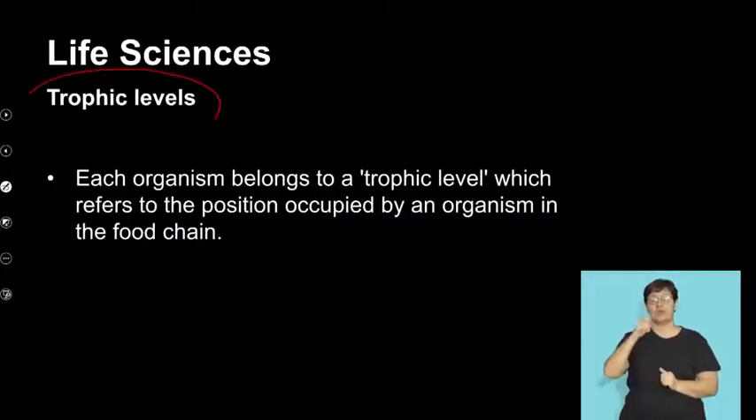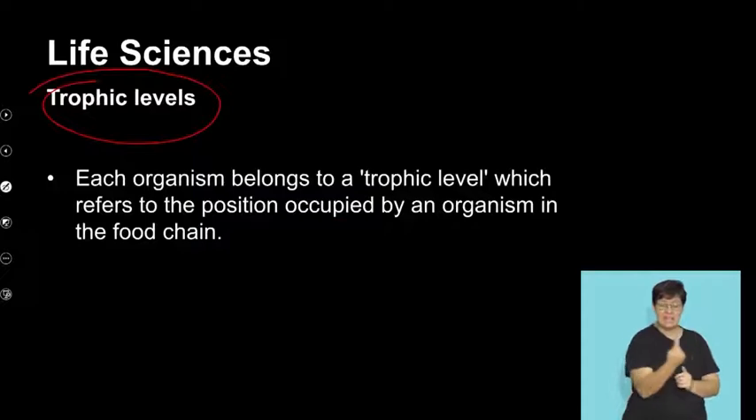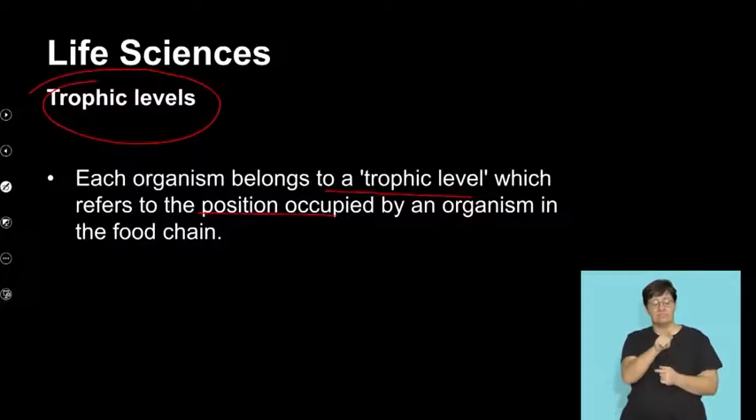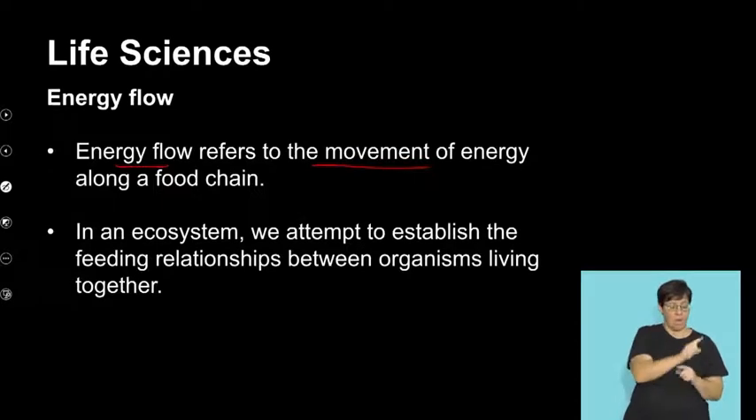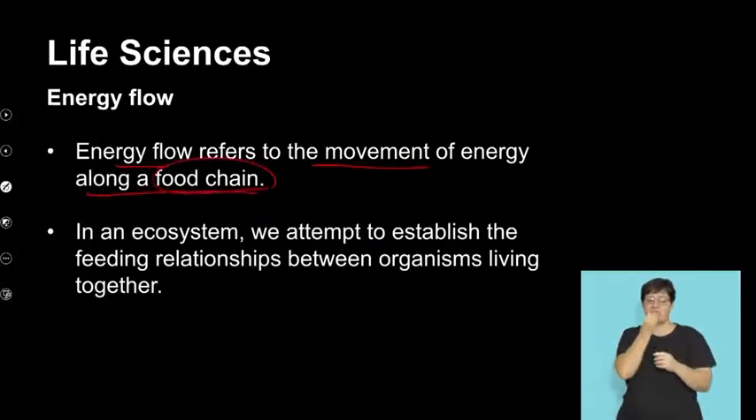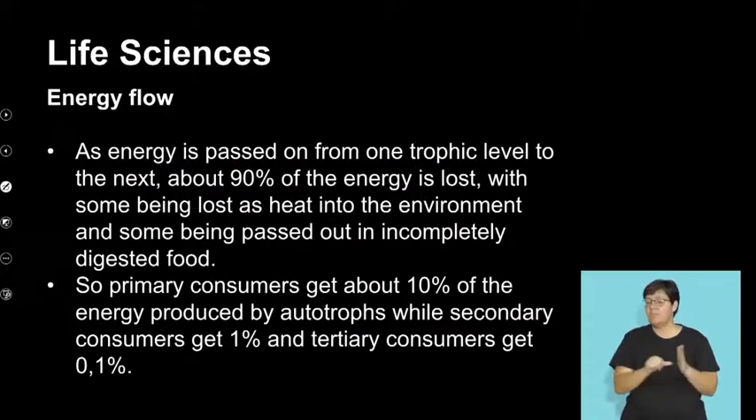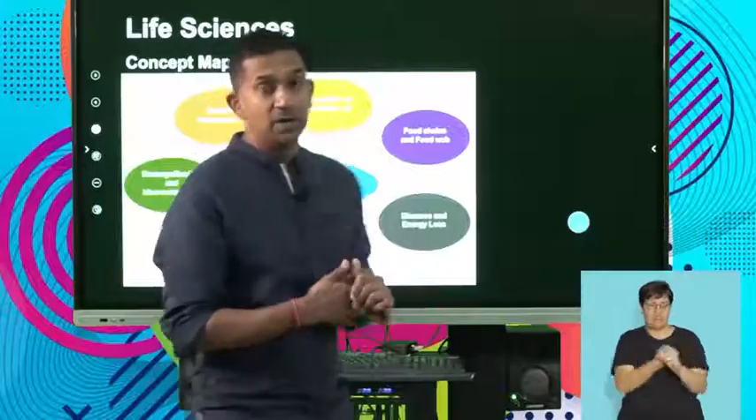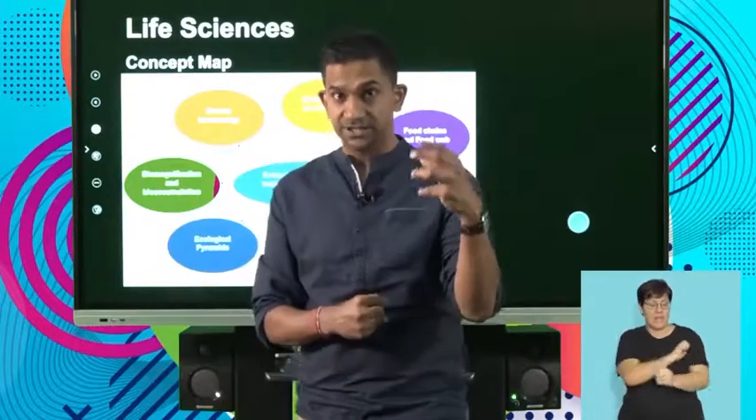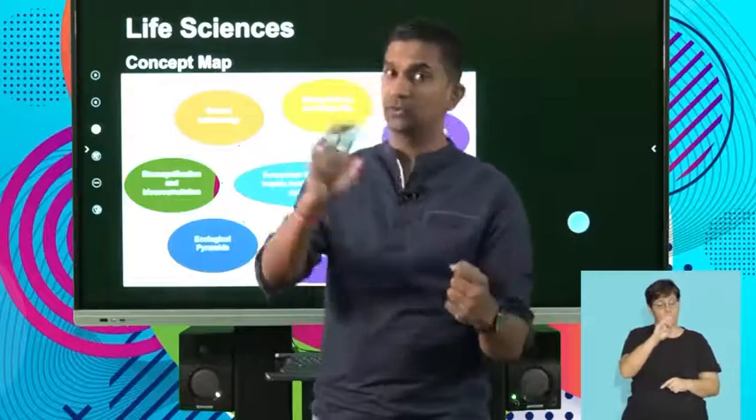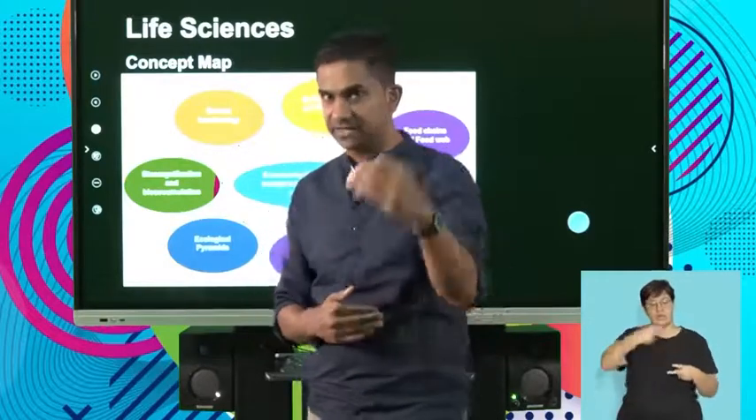The concept of trophic levels, as I mentioned, is that each organism belongs to a specific trophic level, which refers to the position that an organism occupies in a food chain. And we mentioned the concept that energy flows, and that movement of energy flow is energy moving through from one trophic level to the next in a food chain. It's important that we understand the concept of energy flow when we look at how an organism survives in a food chain. Energy, again, is transferred from autotrophs all the way to your tertiary consumers at different levels.